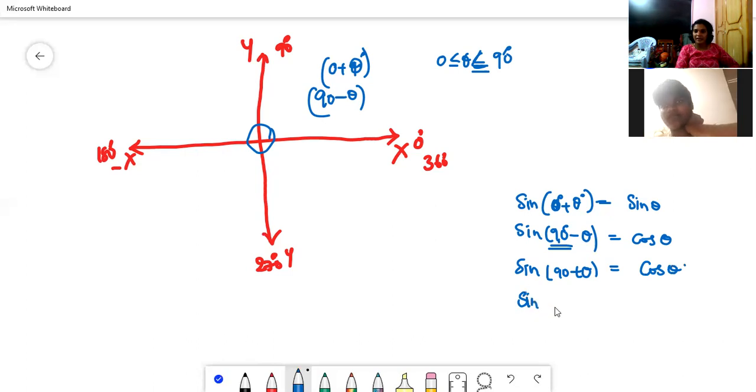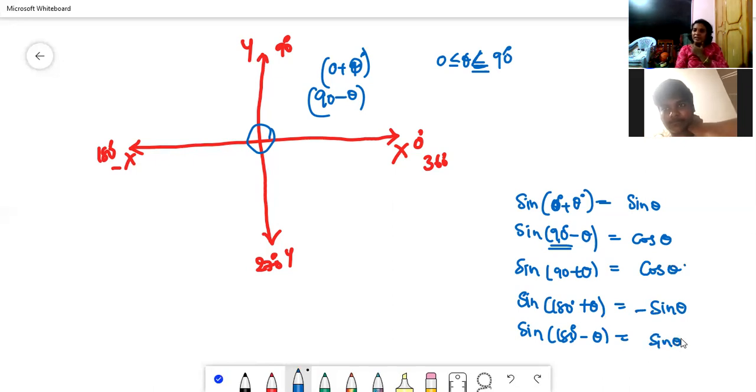If sine of 180 degrees plus theta is there, in the third quadrant sine is negative, so it is minus sine theta. Sine of 180 degrees minus theta: 180 means the same function will come. In the second quadrant sine is positive, so it is sine theta. Like this it will come.